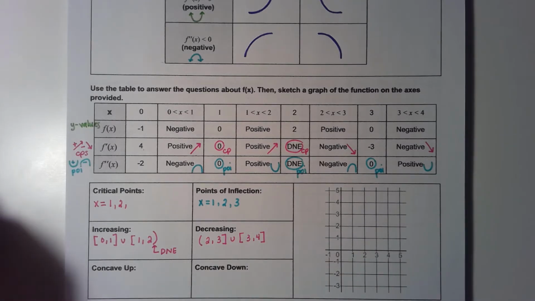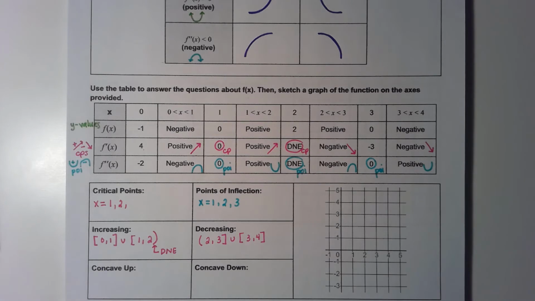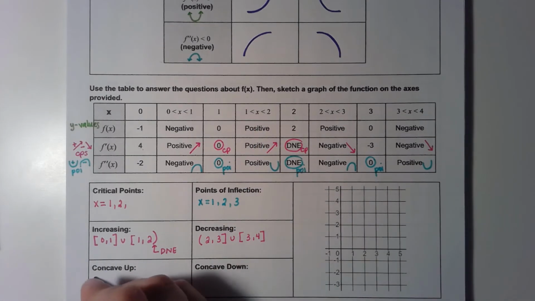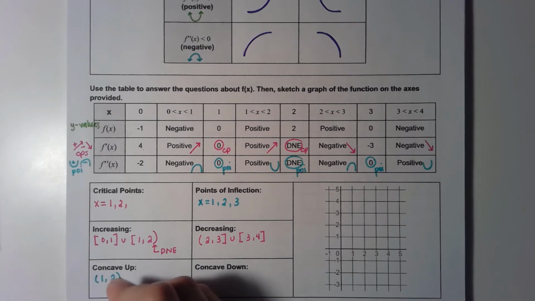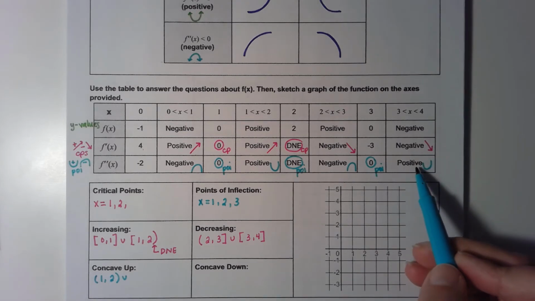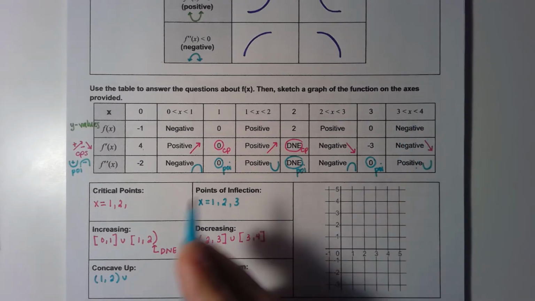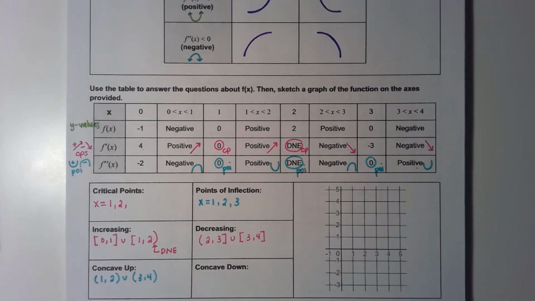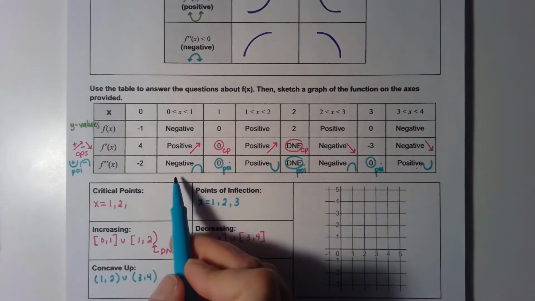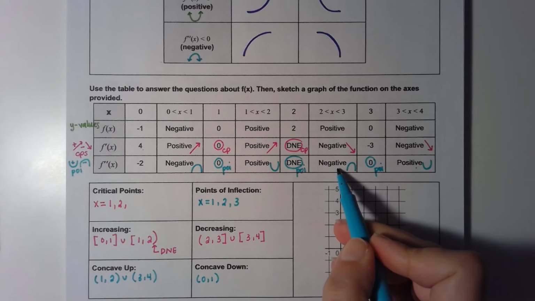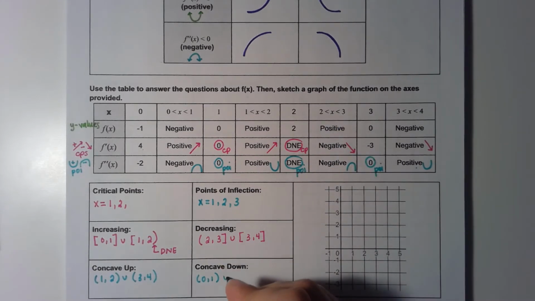Now, as far as concavity goes, we're going to look at the second row of the table. So concave up is going to be this section right here, which is between 1 and 2. And for concavity, we're always going to use parentheses. We're always going to keep them open. So I don't think we need to really go through that again. For the next interval that's positive, it would be between 3 and 4. And for concave down, I would be looking at this first interval here between 0 and 1. And again at this interval here between 2 and 3.